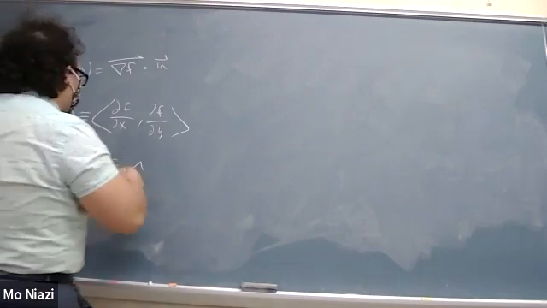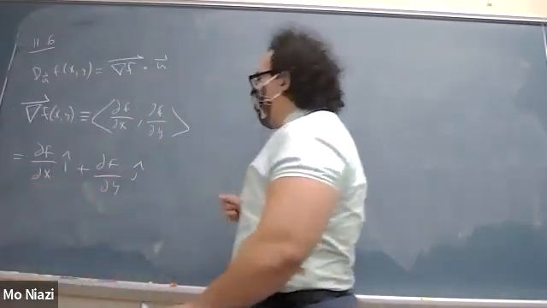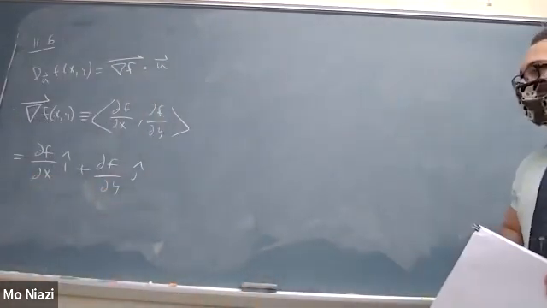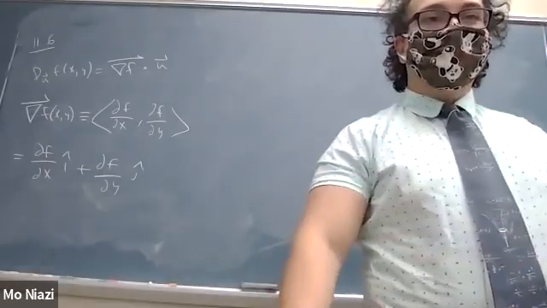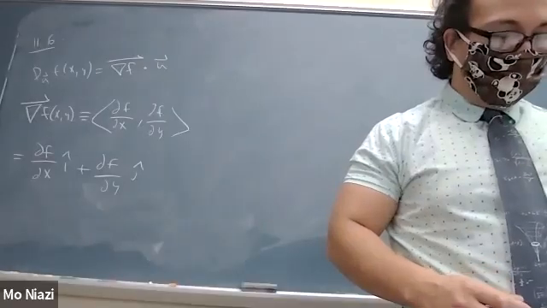If it's in x, y, and z, you get a plus partial f, partial y. You get a plus partial f, partial z, k hat. You get a k hat over there. Okay.